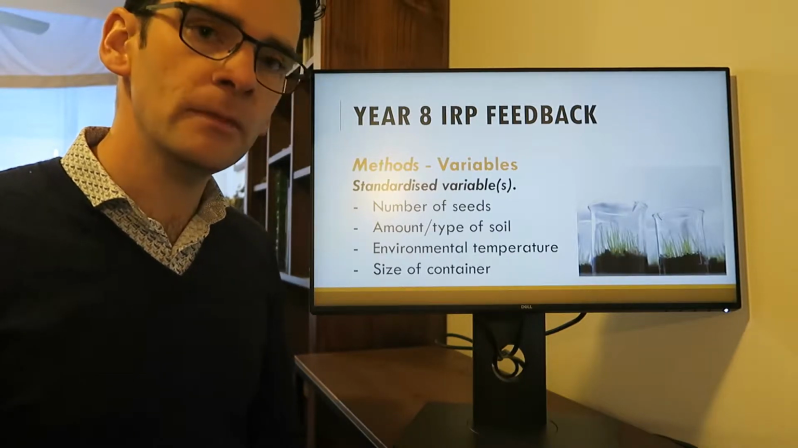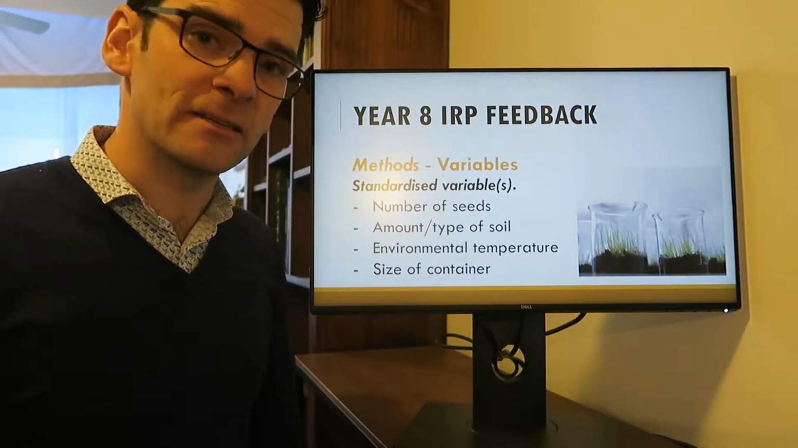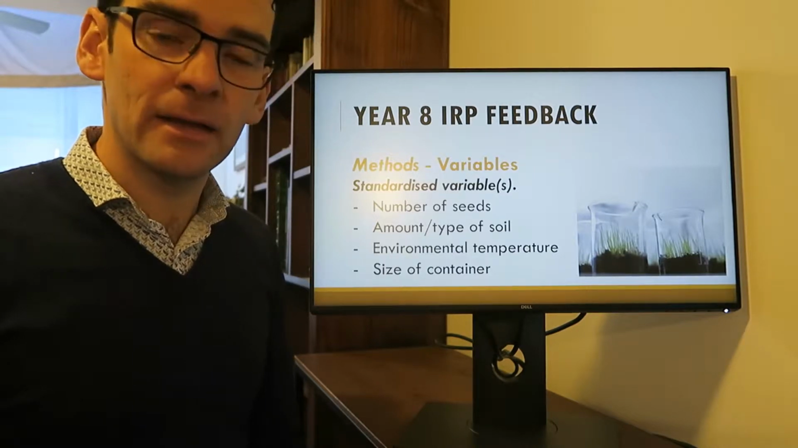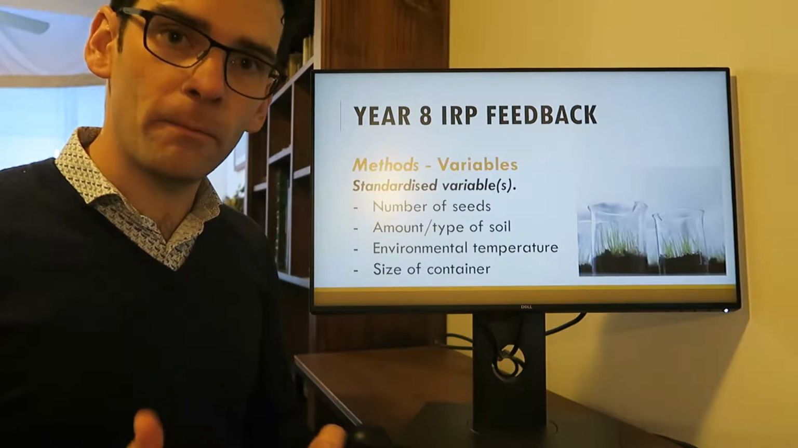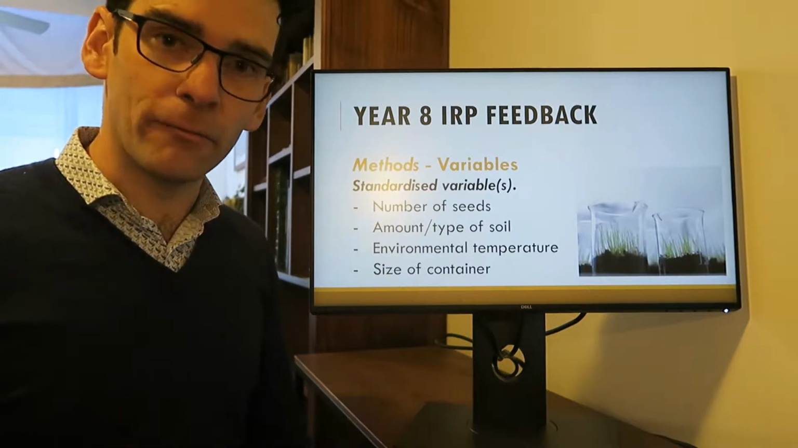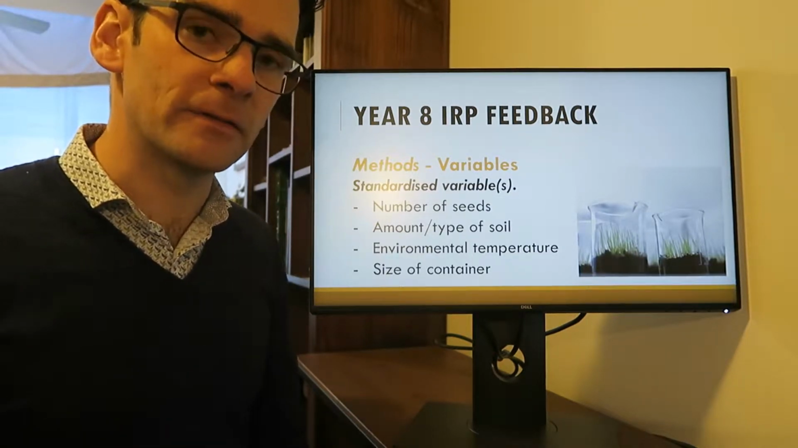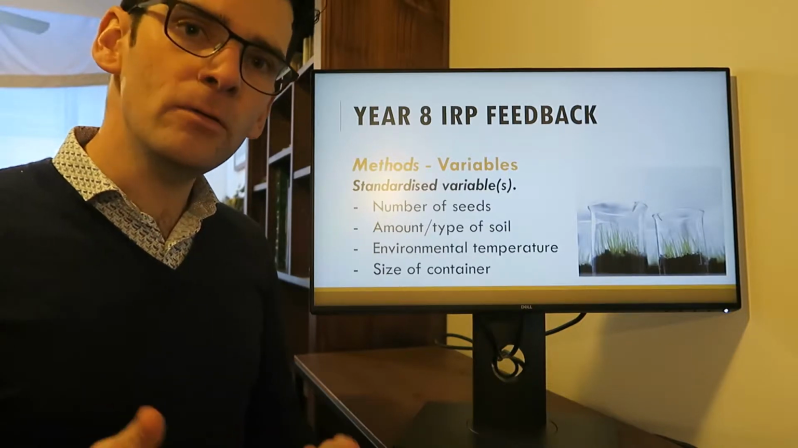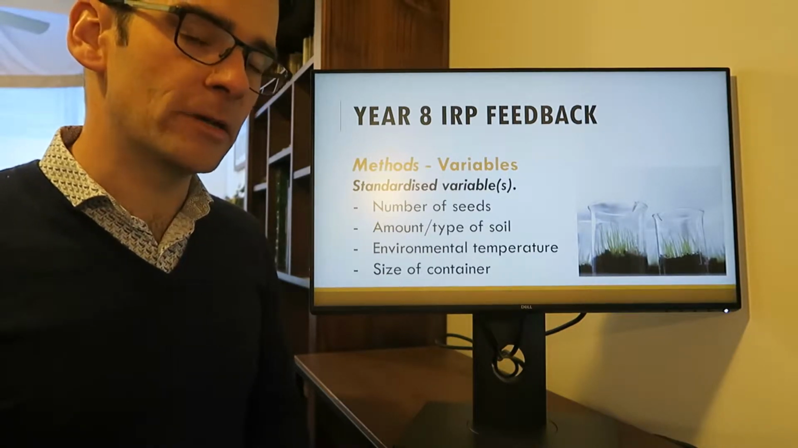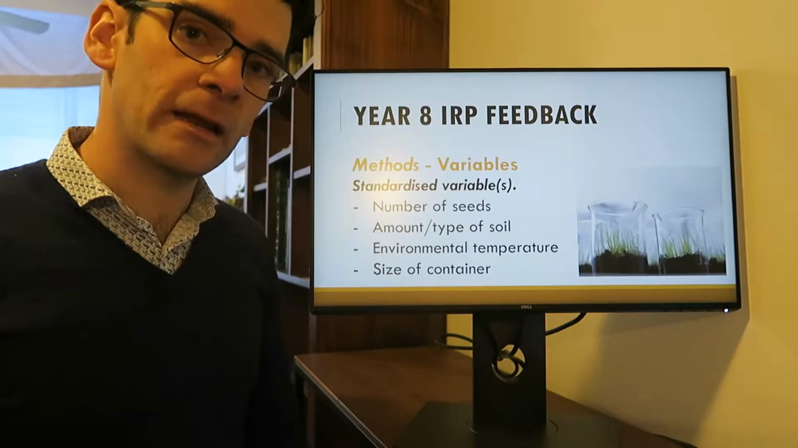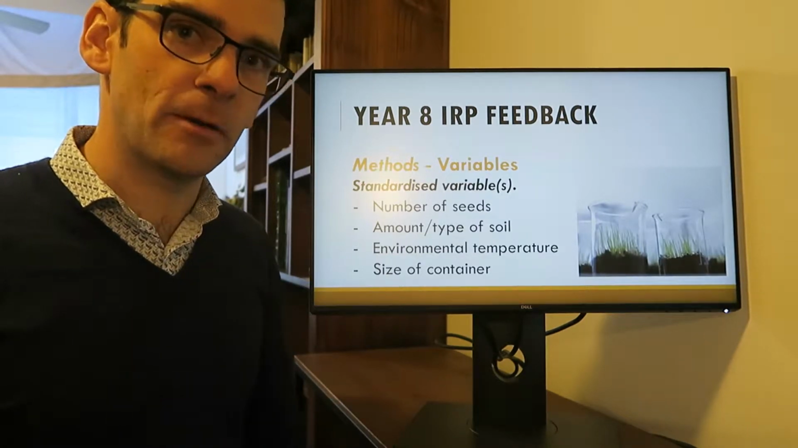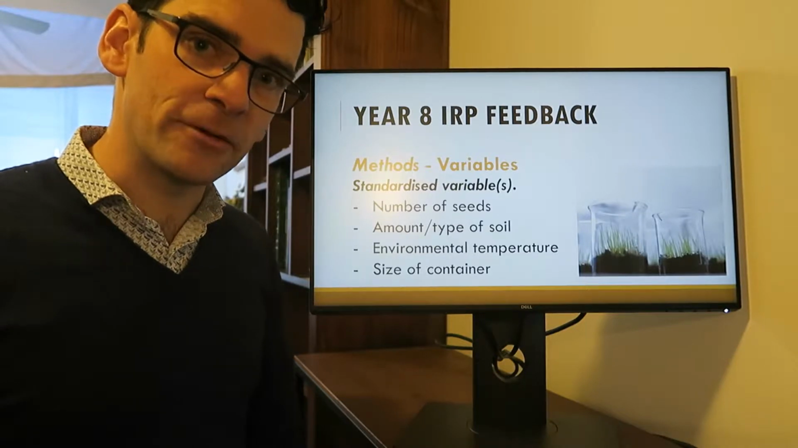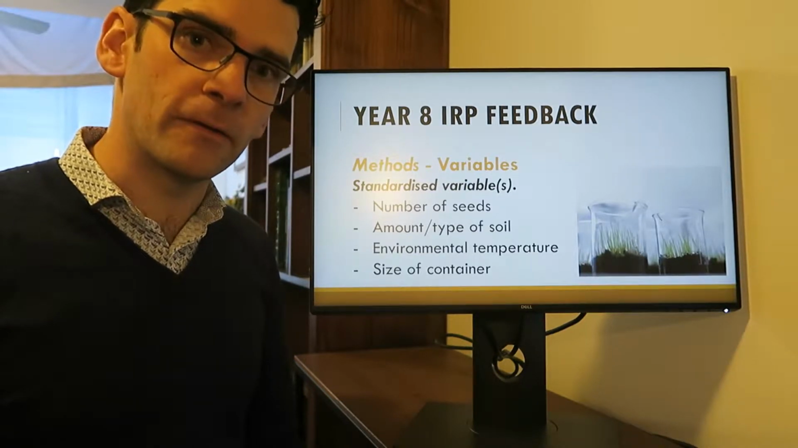And fourthly, the size of the container might actually have an impact depending on how big your plants grow. If they start getting what's called pot bound, or they start running out of room, that might influence their growth as well. So you can see all these things, and there's probably more. I haven't mentioned more here, but these are just some of what I call standardized variables. Okay, things you have to keep the same in your experiment to make sure that you're actually seeing a difference because of your independent variable that you've changed.